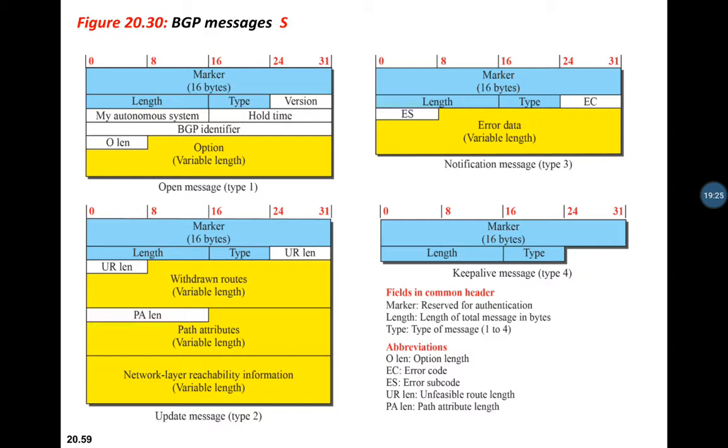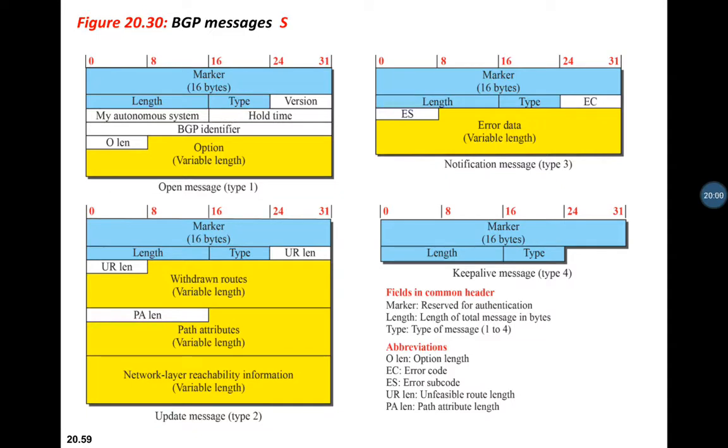Next is notification. This is sent by the router when an error condition is detected, or when a router wants to close the session. Next is keep alive. Border gateway protocol peers exchange keep alive messages regularly to tell each other that they are alive. So this is about the border gateway protocol messages.